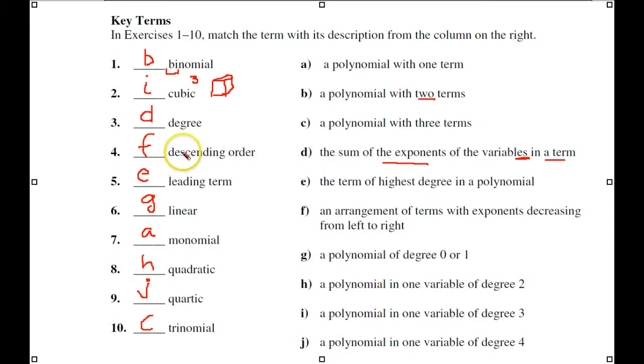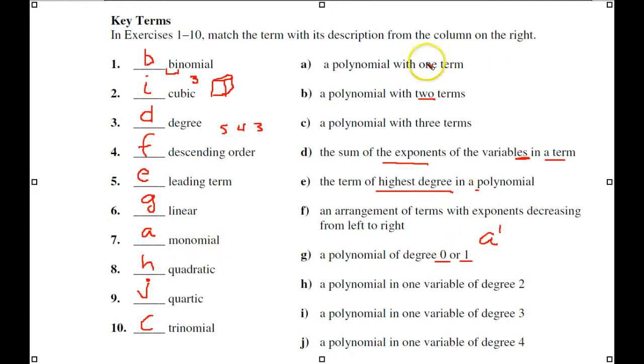Descending order. Here we have like power of 5, power of 4, power of 3, going down from left to right. The leading term is the term of the highest degree in a polynomial. Linear, where the polynomials are to degree 0 or 1. Remember, anything to the 0 power would just be the number, and the first power, like a to the first, we wouldn't write the 1 there.